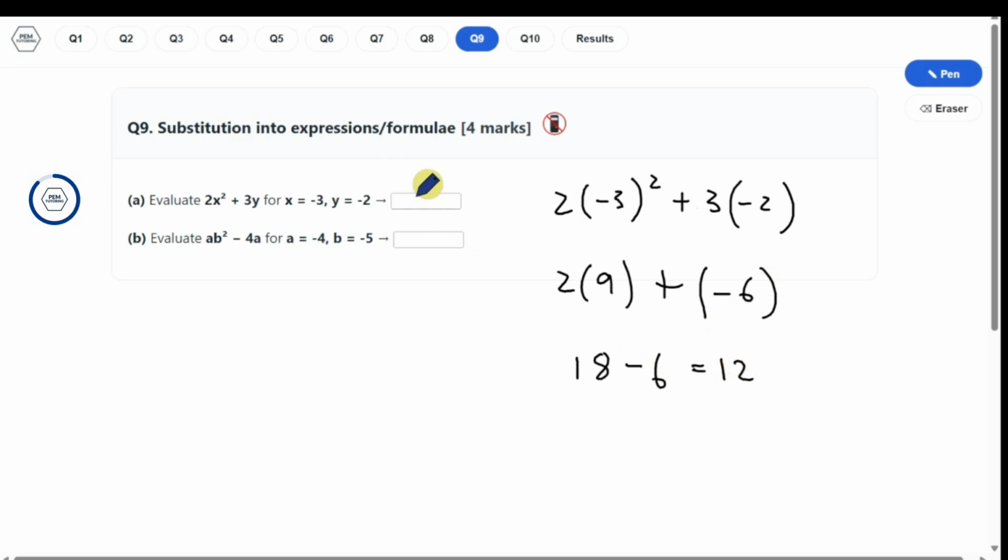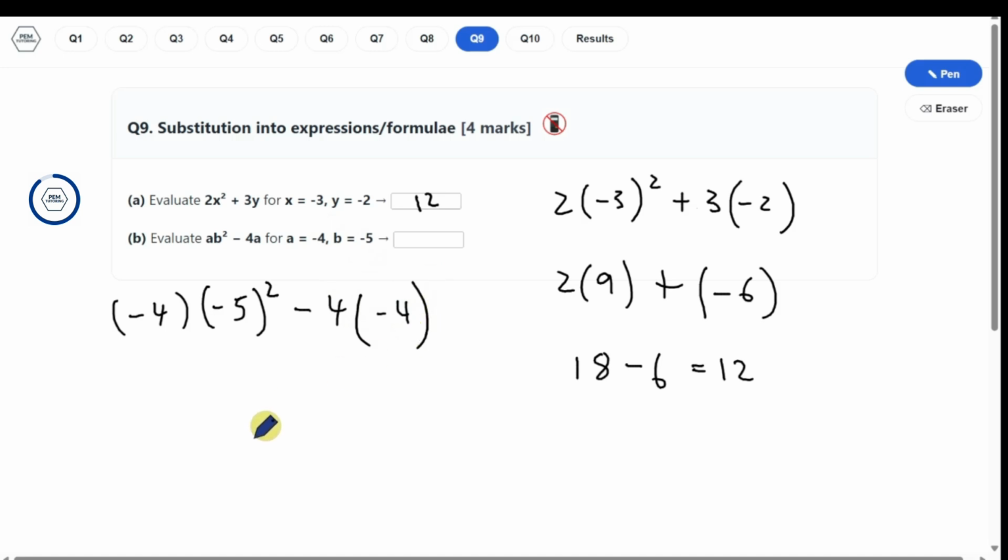So the answer to this is 12. We now do the same thing with this. So ab squared minus 4a. So a was negative 4, so we have negative 4. So put that in brackets, times b squared. So b was negative 5, so b squared, minus 4 times a, where a is negative 4.